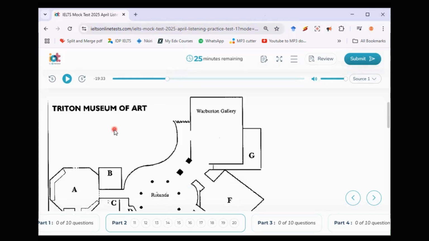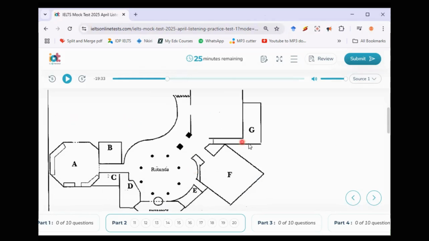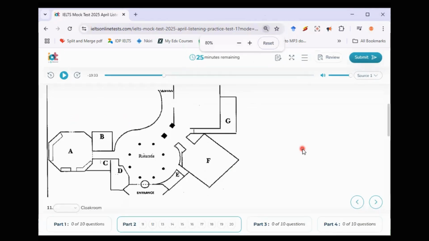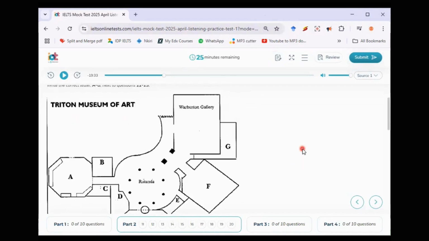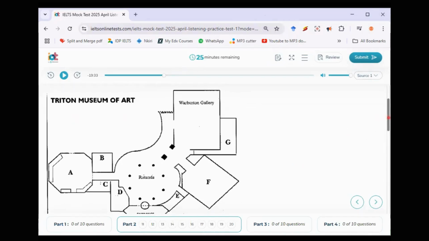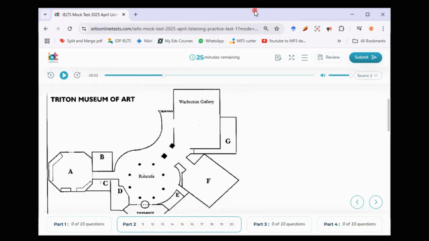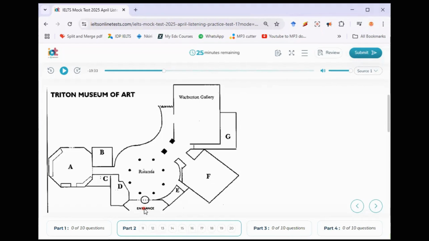So the title of the map is Triton Museum of Art. So this is a museum, ladies and gentlemen. I think we can see the drawing this way now. At the bottom, we can see the entrance to the museum. You can see that the entrance has been labeled. You can see that the rotunda has been labeled. You can see that there's another thing that has been labeled here.